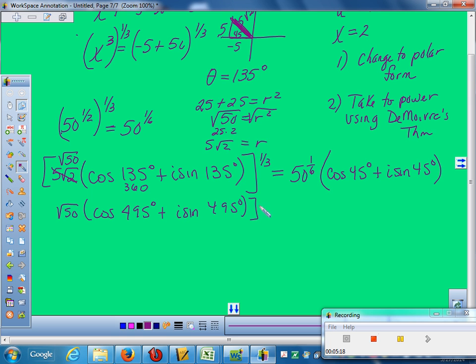You aren't actually going to have to write this all out once we find the shortcut here in a second. And then you would do it again. Take it to the 1/3 power. So the 50 is still going to come out to the 1/6. What angle are you going to get this time? 1/3 times 495 is 165. So you would get this time cosine of 165 plus i sine 165. And then, how am I going to get another answer? I would add another 360 and do it again, which is going to be 855.